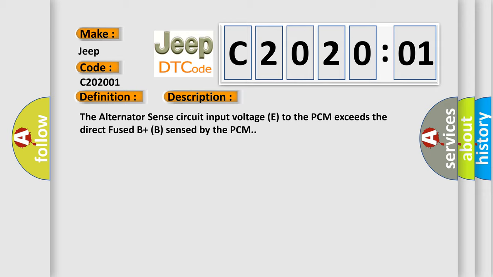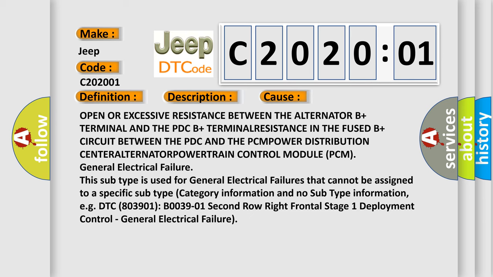This diagnostic error occurs most often in these cases: open or excessive resistance between the alternator B+ terminal and the PDC B+ terminal, resistance in the fused B+ circuit between the PDC and the PCM, power distribution center, alternator, powertrain control module PCM general electrical failure.